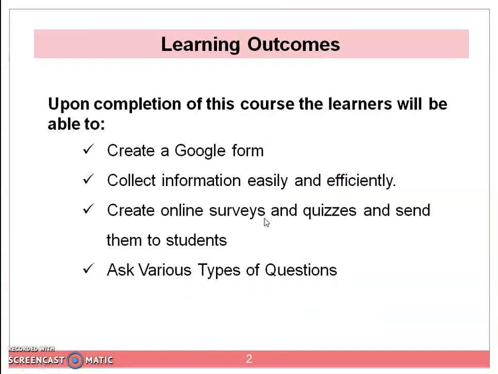Learning outcomes. Upon completion of this course, the learners will be able to create a Google form. The learners will be able to collect information easily and efficiently. They create online surveys and quizzes and send them to students. The learners will be able to ask various types of questions.